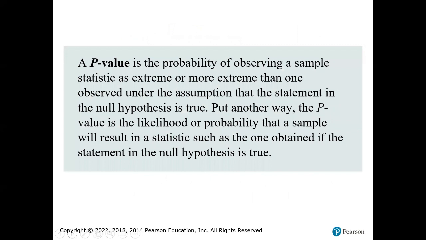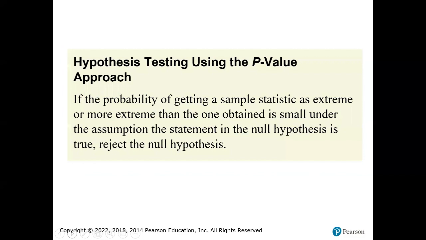So a p-value, again, is the probability of observing the sample statistic we got, or more extreme than what we got. To say it another way, it's the likelihood that the sample will result in a statistic such as the one obtained if our null hypothesis is still true. If the probability of getting a sample statistic as extreme or more extreme than the one obtained is small under the assumption of the null hypothesis, we can reject the null hypothesis.